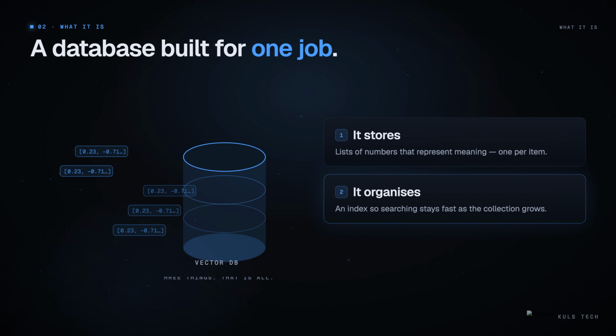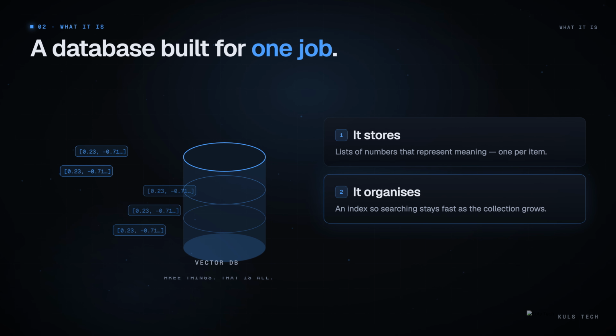And here's the magic part. The model doesn't just scramble your data into random numbers, it's been trained so that things which mean similar things get similar numbers. A cat on a sofa and a kitten on a couch come out looking almost identical. A car comes out looking completely different.